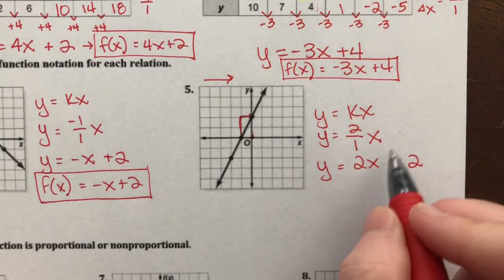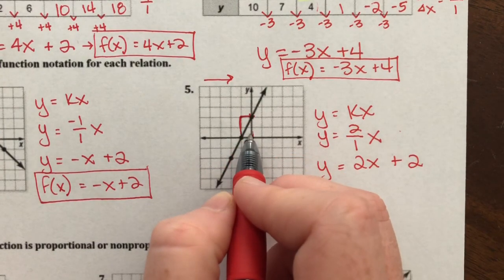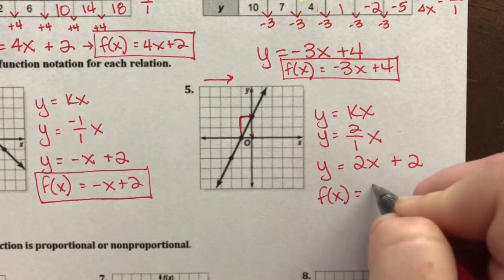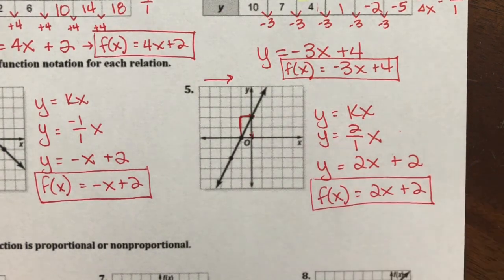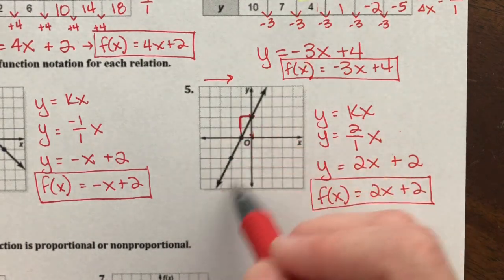I have to add that 2 onto the end to know that I moved my line up 2 from the origin. And then to write it in function notation, I just changed that y to f of x. Don't overthink it. It's literally just changing y to f of x. It's literally looking at this line.